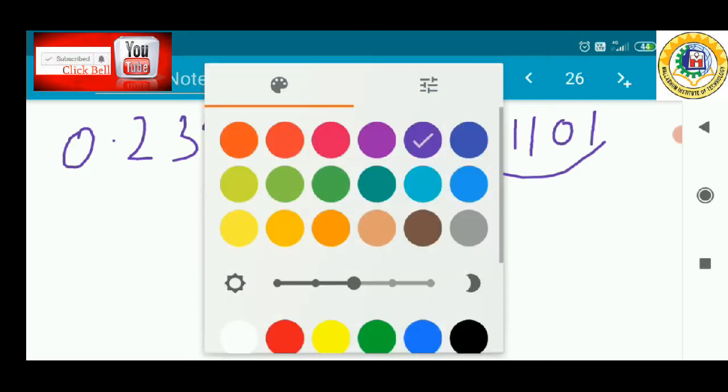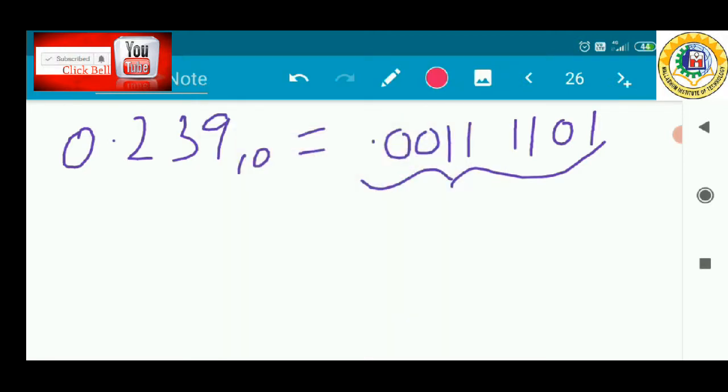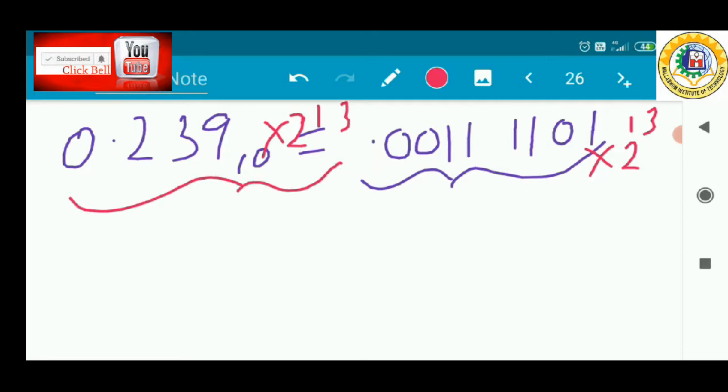Why do we consider 8 bits? Because the mantissa is 8 bits, so we stop after 8 iterations. So the number can be represented like this, times 2 to the power 13. That is the decimal, and that is the binary equivalent of that number. Up to this, I hope it is clear to you, there is no complication. Next we need to align the mantissa towards the left to get the normalized number.